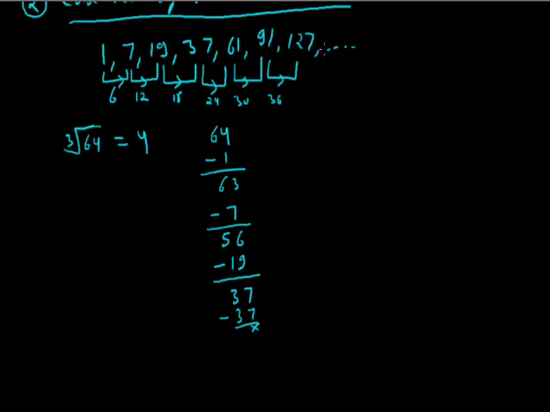the how many times that we subtract, that's the answer. If we subtract 4 times then 4 is the answer. That is, the cube root of 64 is 4. So in this way we can find the cube root of the number.